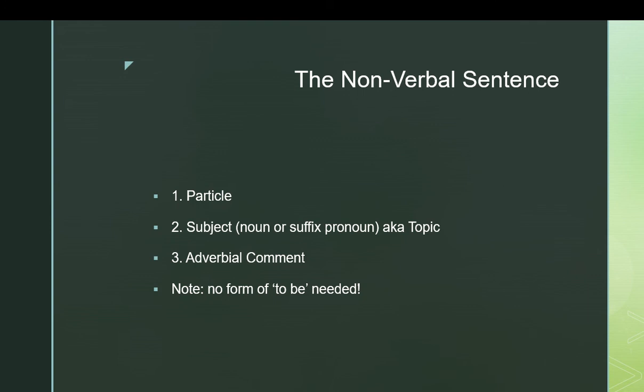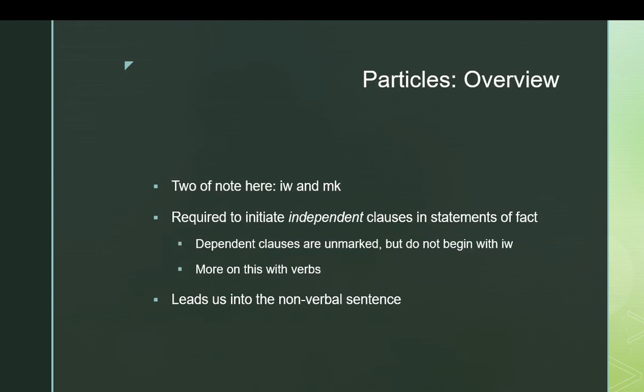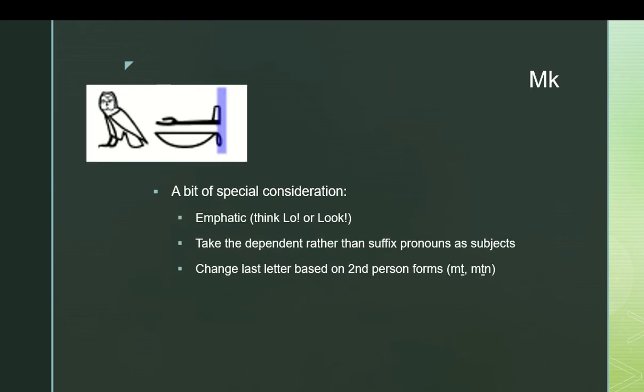There is to be in the Egyptian language, but you don't use it in this equal sign kind of sense. And one more thing, this is for independent clauses. As I saw in the previous slide, dependent clauses, things that would be like whenever or something like that, don't get marked. There's no coordinating conjunction usually, or subordinating conjunction, but they don't begin with you, and that's your sign. We'll go over an example of that.